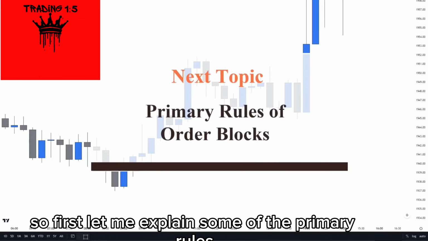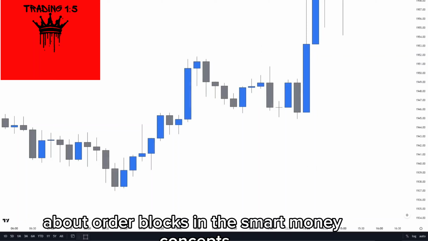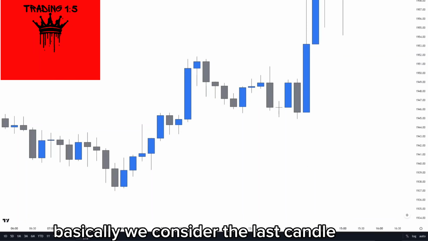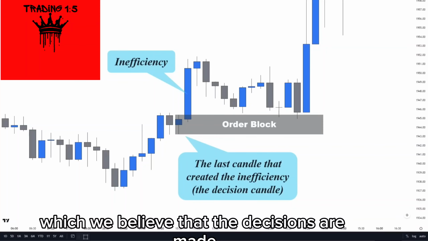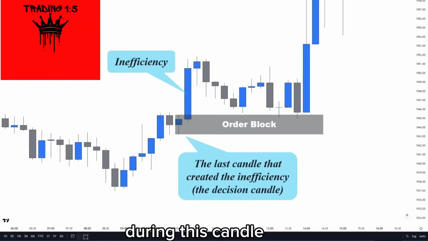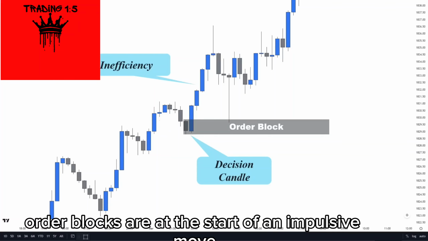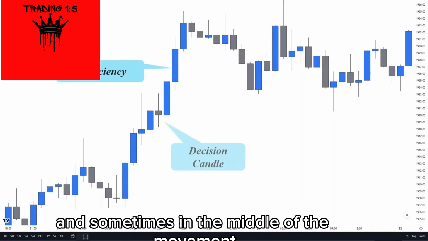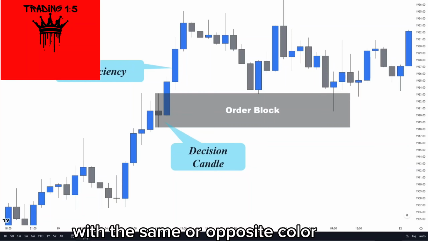So first, let me explain some of the primary rules about order blocks in the smart money concepts. Basically, we consider the last candle that created the inefficiency as the order block zone, which we believe that the decisions are made during this candle. Sometimes, order blocks are at the start of an impulsive move, and sometimes in the middle of the movement, in the form of a candle with the same or opposite color.